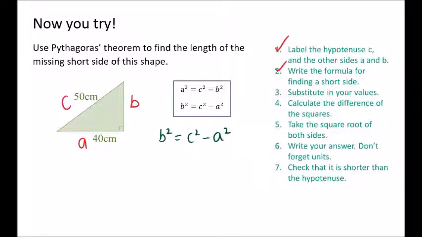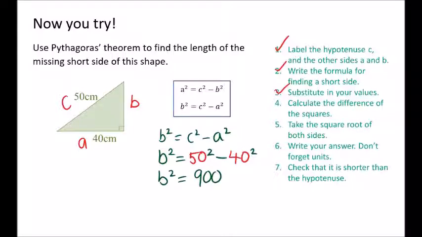Next, we substitute in our values. We don't know what B is, that's what we're trying to find. So B squared is equal to, our C is 50 centimeters, so 50 squared, minus our A in this example is 40, so minus 40 squared. Substituting in our values. Then we calculate the difference between the two squares. We take everything on the right-hand side, pop that in your calculator, and we should get 900.